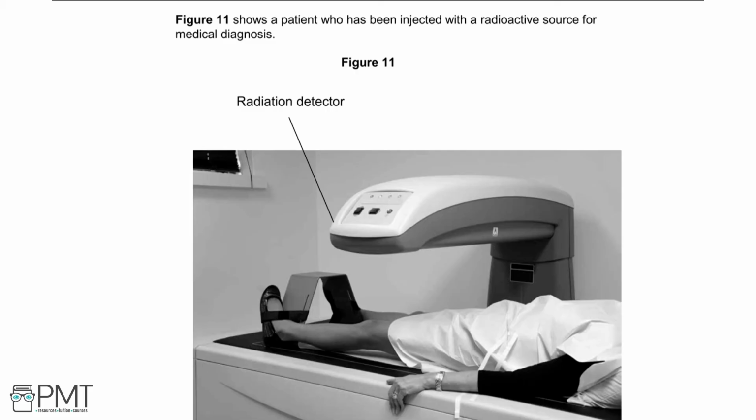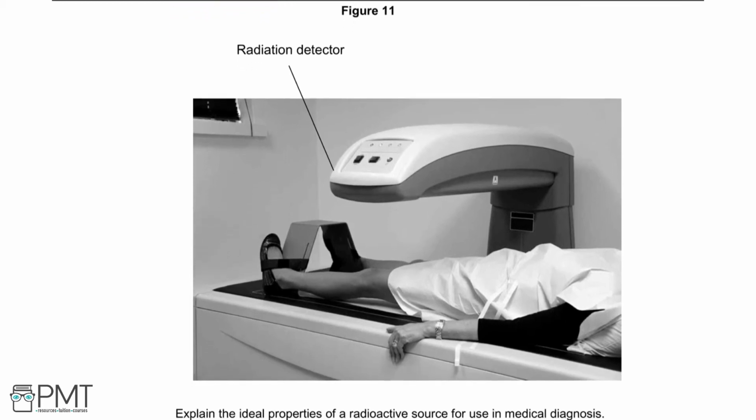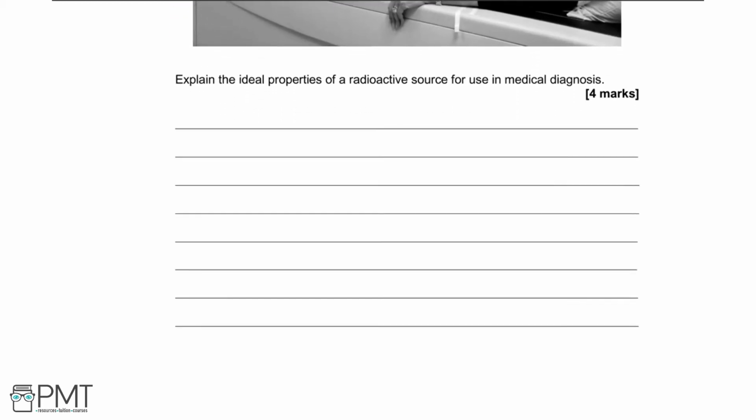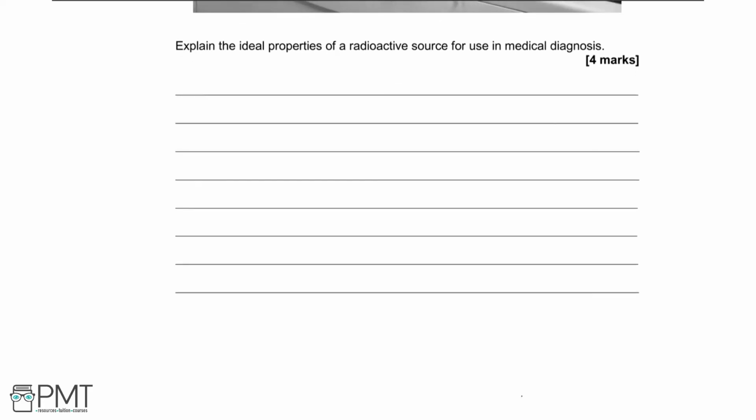Figure 11 shows a patient who has been injected with a radioactive source for medical diagnosis. And here we can see them being scanned after being injected with this radioactive source. Explain the ideal properties of a radioactive source for use in medical diagnosis.